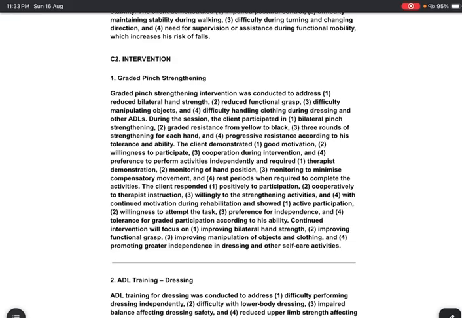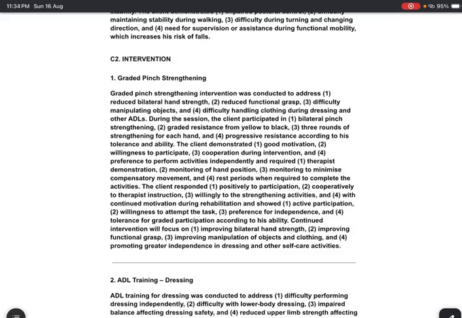Based on the assessment findings and identified occupational performance problems, I selected 3 main interventions for Mr. K. Interventions were graded pinch strengthening, ADL training for dressing, and gait training. These interventions were selected based on his reduced bilateral grip strength, difficulty in dressing, impaired functional ambulation, and high risk of falls. The first intervention provided was graded pinch strengthening.